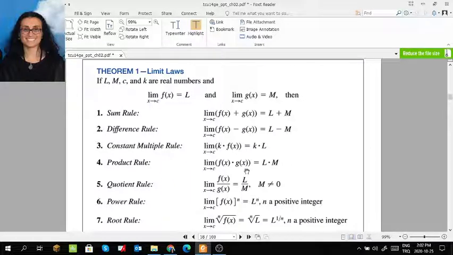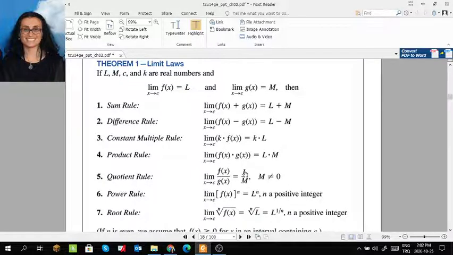Product rule is also okay. Limit of the product is equal to the product of the limits. But this is going to be true if both of the limits L and M exist, which means they are finite. There's a quotient rule, and the limit of the quotient of two functions is the ratio of the limits, L over M, but be careful that we don't want M to be 0.